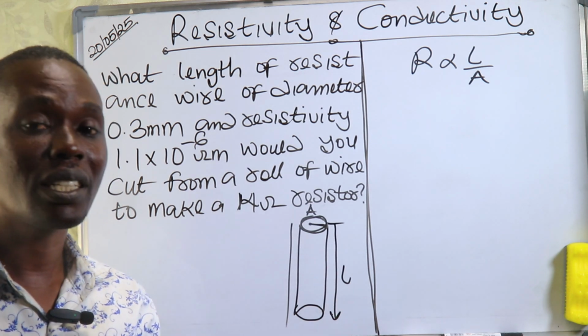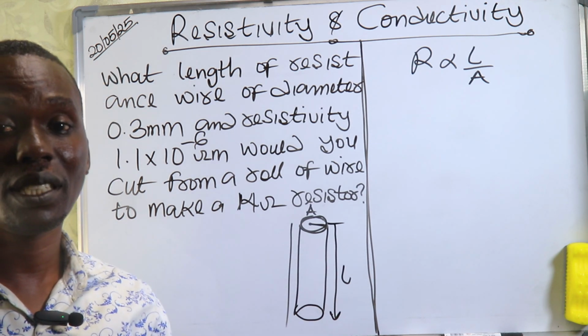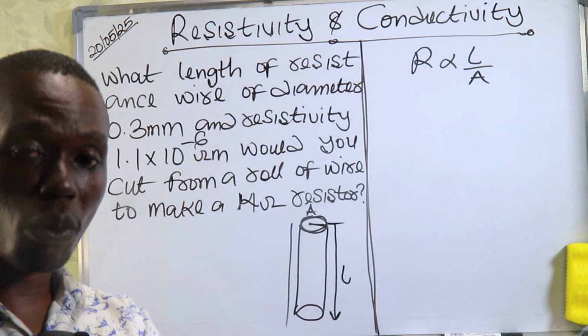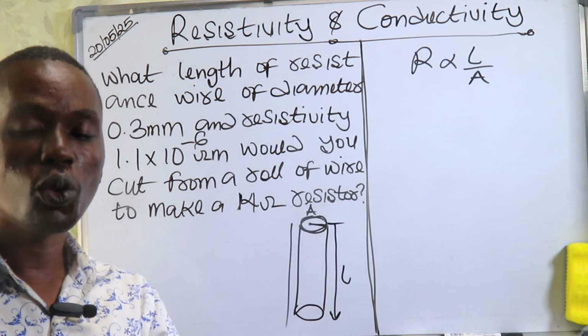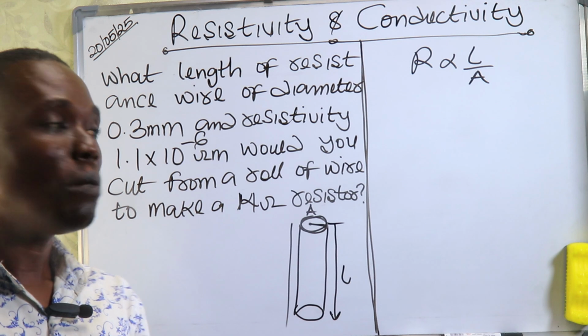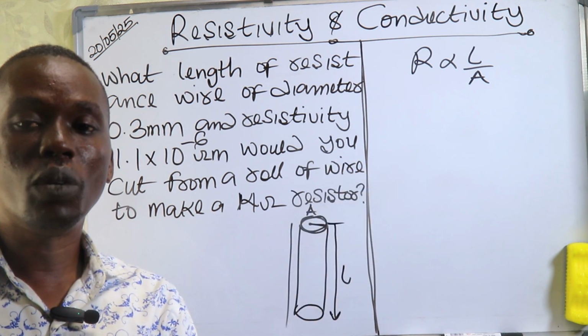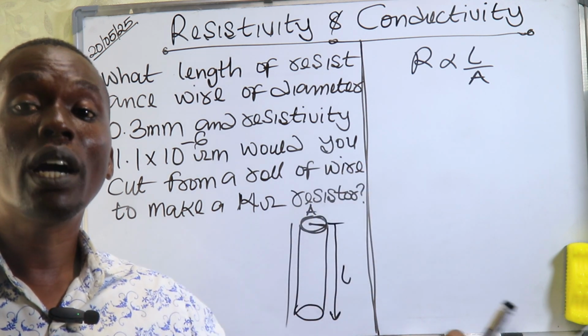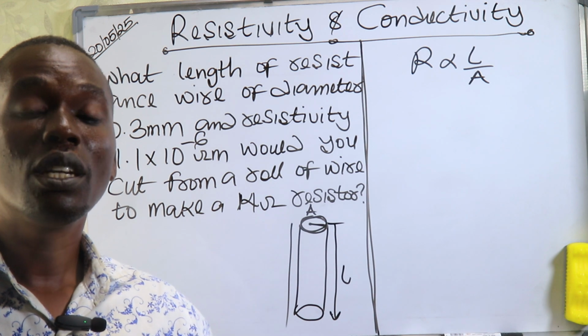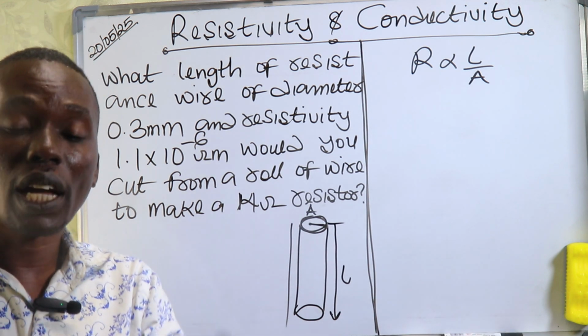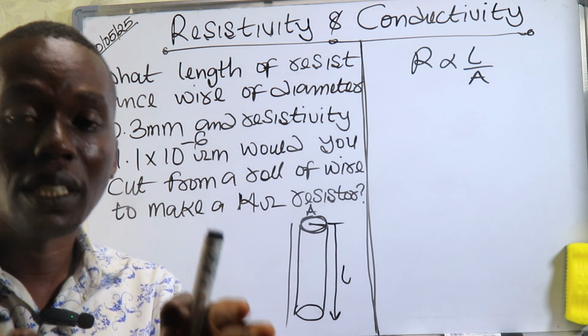And you know that resistance is not good for the flow of electric current, because it stops current from moving. So if the wire is short, it is better, because the resistance will do what? If it is longer, the resistance will also increase. So if it is shorter, the resistance will also reduce.